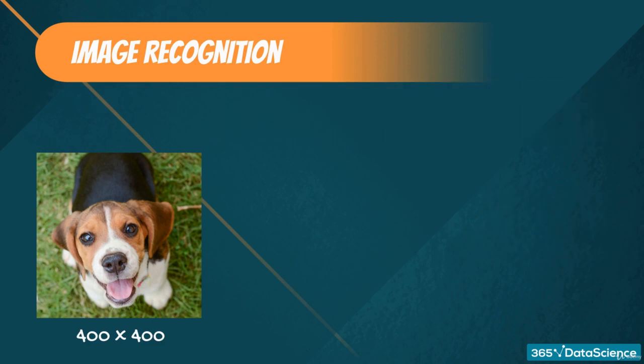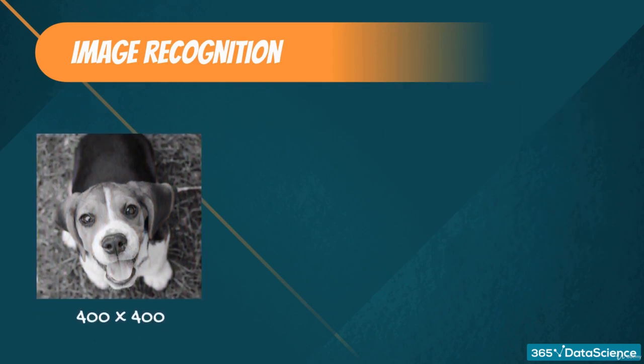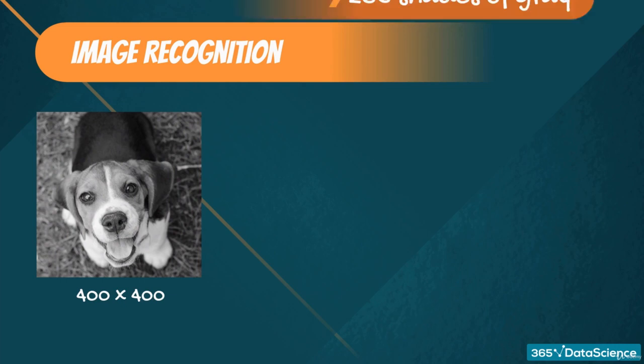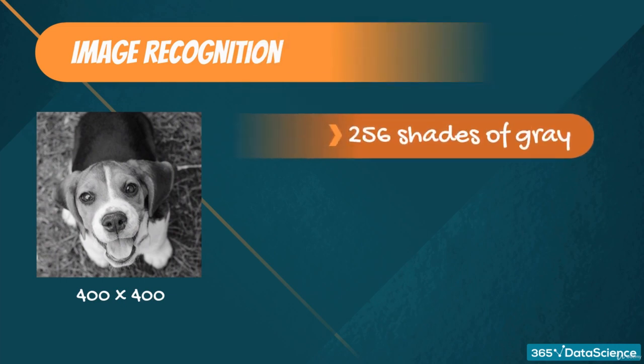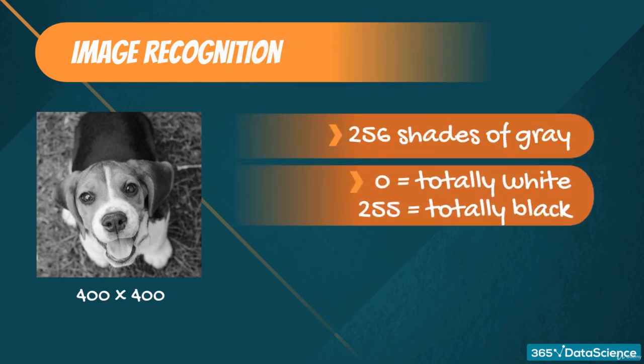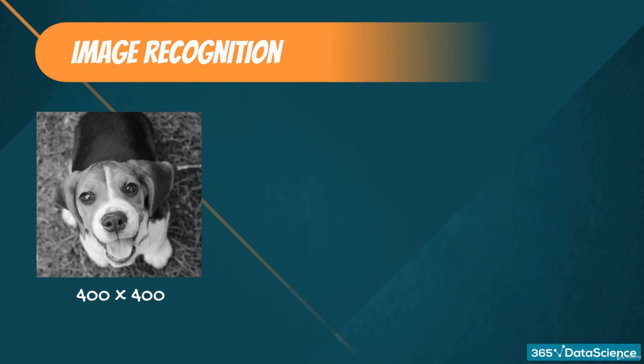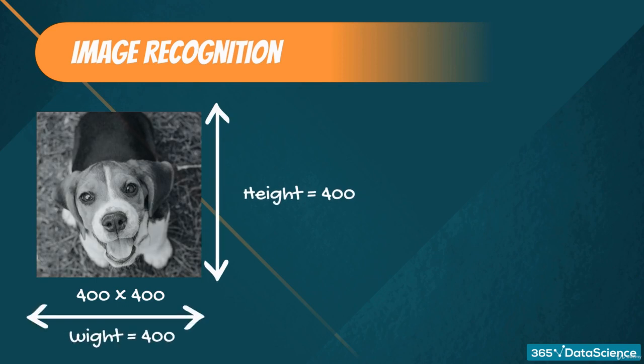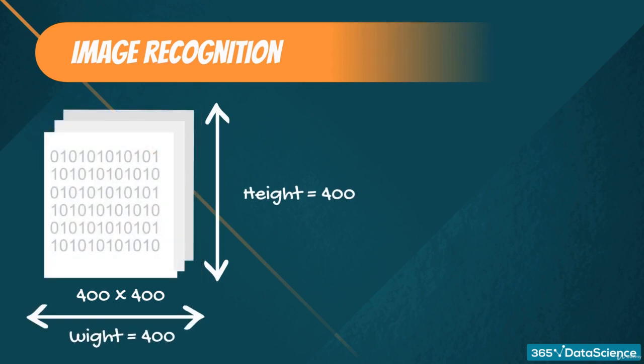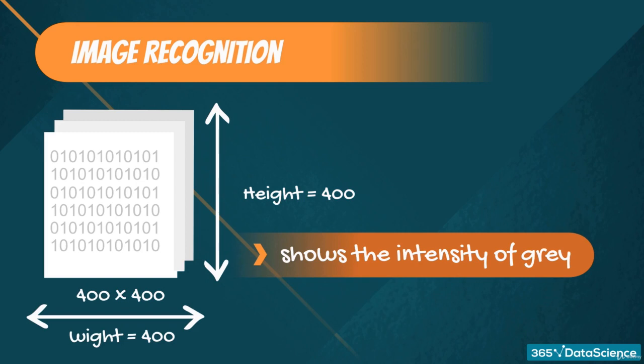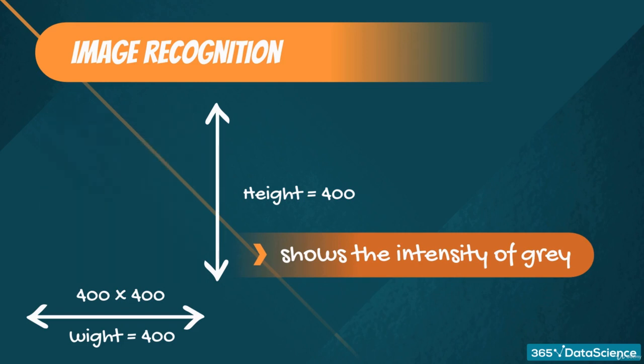Let's dig into that. Here's a simple grayscale photo. The grayscale contains 256 shades of gray, where 0 is totally white and 255 is totally black, or vice versa. We can actually express this photo as a matrix. If the photo is 400 by 400, then that's a 400 by 400 matrix. Each element of that matrix is a number from 0 to 255. It shows the intensity of the color gray in that pixel. That's how the computer sees a photo.